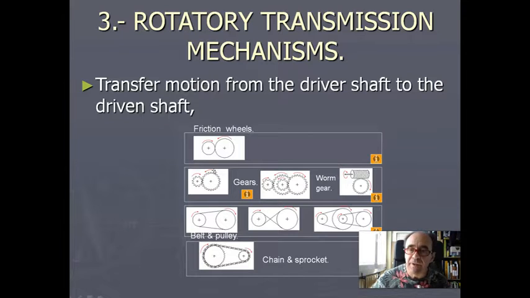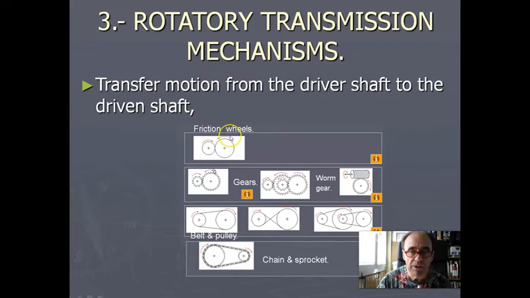Boys and girls, we are going to cover in detail a description of what the rotary transmission mechanisms are. The first thing is that they transfer motion from the driver to the driven shaft. In this case, we have friction wheels, gears, belt and pulleys, and chain and sprocket. Depending on the situation, we will use one system or the other.